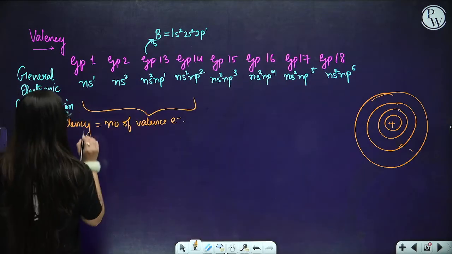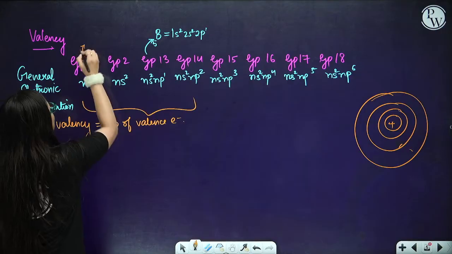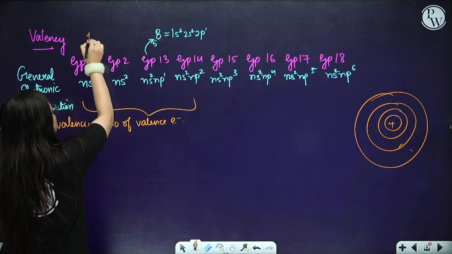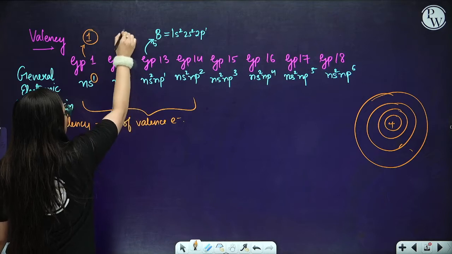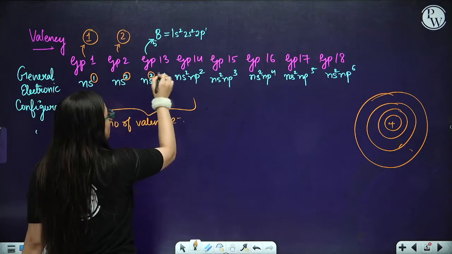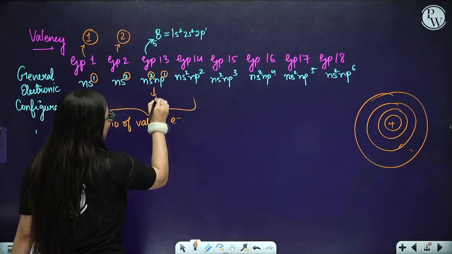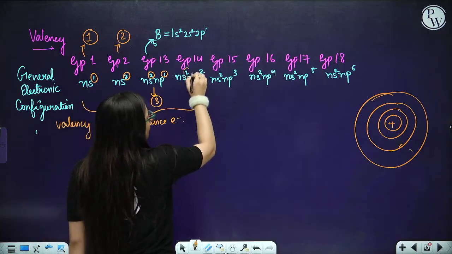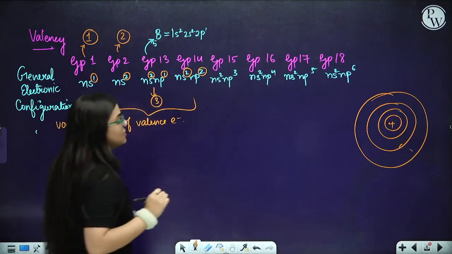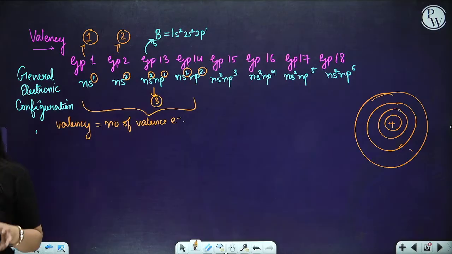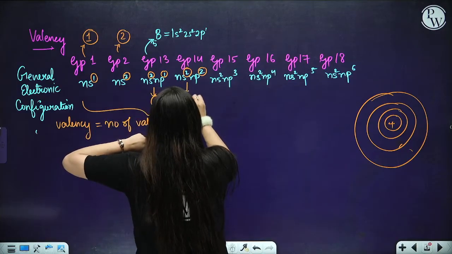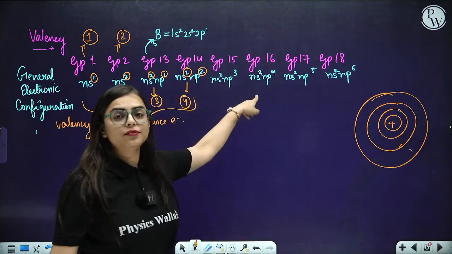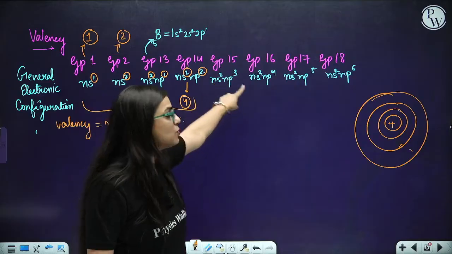Let us consider group number 1, what will be the valency? It contains 1 electron, so the valency is going to be 1. It contains 2 electrons, so the valency is going to be 2. It contains how many electrons? 2 plus 1, 3. So its valency is going to be 3. It contains 2 plus 2, 4. Here you need to understand that valency is basically the number of valence electrons. Similarly, here also you have to see the number of valence electrons, which comes out to be 2 plus 3, 5.